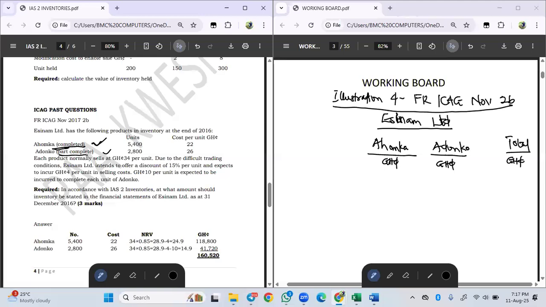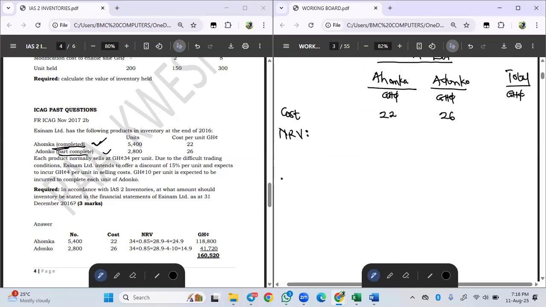Okay, so let's move on. The costs we have are 22 per unit for Ahunka, 26 for Adonko. Now let's determine the NRV, the net realizable value. First of all, we start with the selling price. So we are saying that each product normally sells at what? 34 cedis per unit.